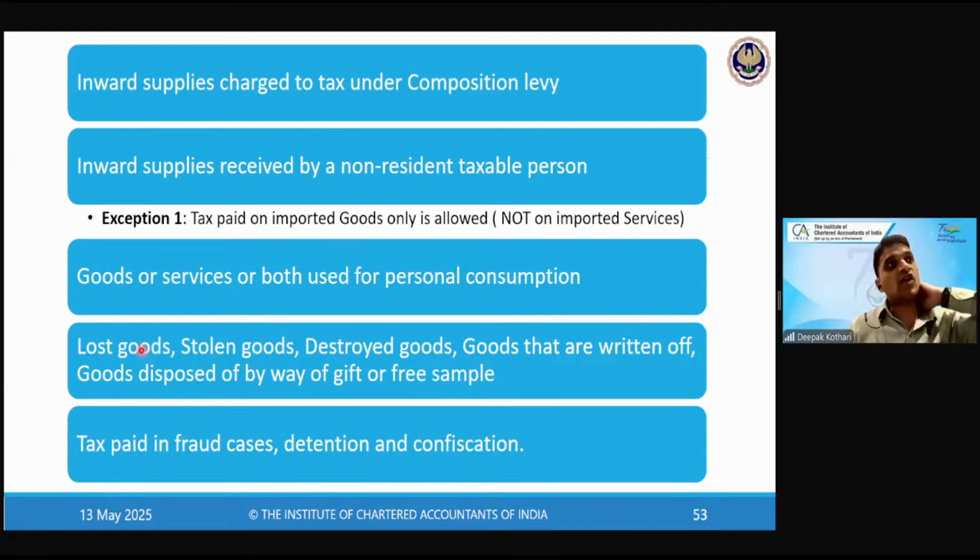Any goods which are lost, stolen, destroyed, or goods that are written off, or goods disposed of by way of gift or free sample. On that, you will not get the credit because these are all kind of supplies which is without consideration, so you will not get the credit. And then any taxes which is paid in fraud cases, detention and confiscation, in such cases also will not get the credit. Okay. So in these situations, you do not get a credit at all. That is all what is there at 17.